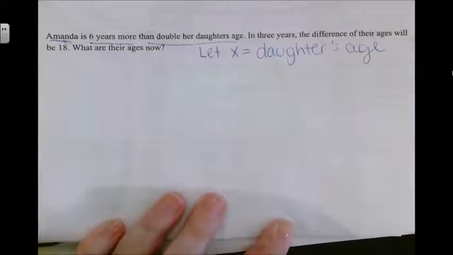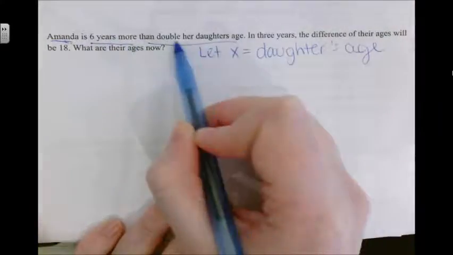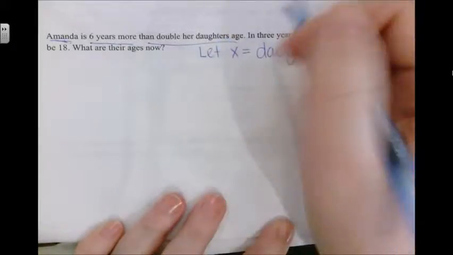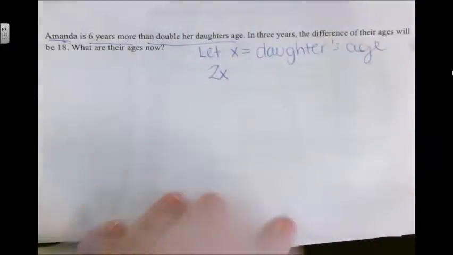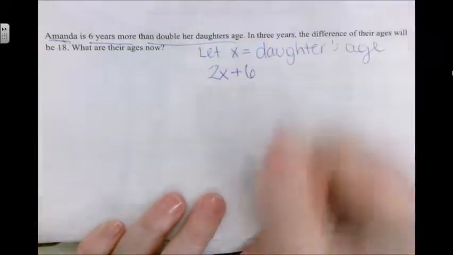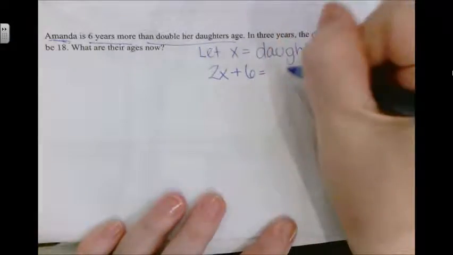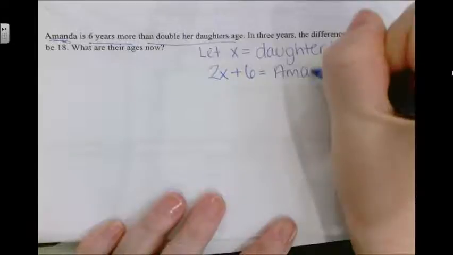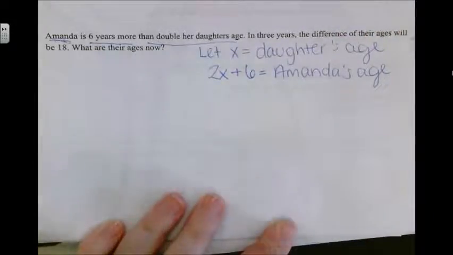And then if Amanda is 6 years more than double her daughter's age, double her daughter's age would be 2X, and then 6 years more than that would be plus 6. So 2X plus 6 is going to be Amanda's age. Okay, so now I've figured out what my factors are here.